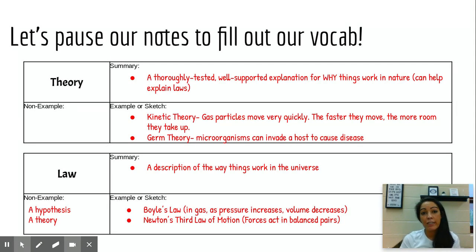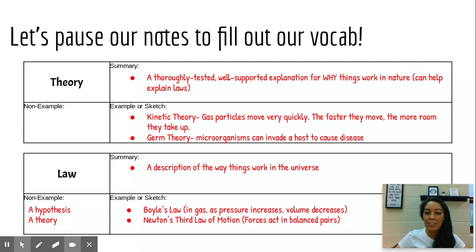So this is just saying that gas particles move around a lot quicker, and the faster they move, the more room they take up. So the faster gas particles move, the more they're going to expand, the more space they're going to take up, so the more volume they're going to need.